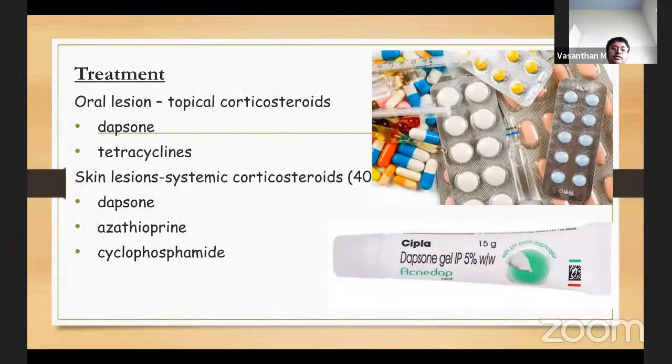Next, treatment. For oral lesions, we can give topical corticosteroids, and dapsone or tetracycline gel can be given. If it is a skin lesion, we administer systemic corticosteroid at an initial dose of 40 to 60 mg, along with dapsone, azathioprine and cyclophosphamide.